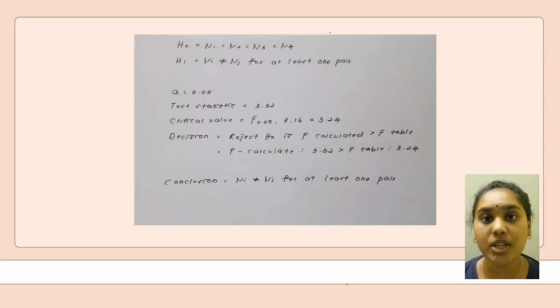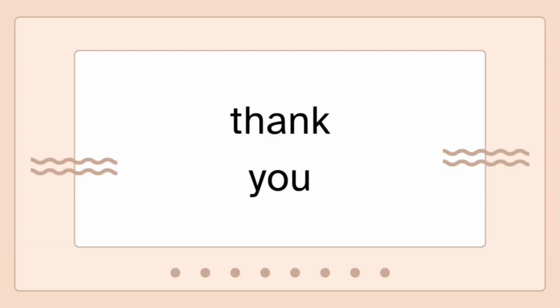So now we look at the statistic table for alpha 0.05 with 3 and 16, which is 3.24. So the decision is reject H null, because F calculated, 3.32, is bigger than F table, 3.24. So in conclusion, mu i is not equal to mu j for at least one pair. So we solved question B.